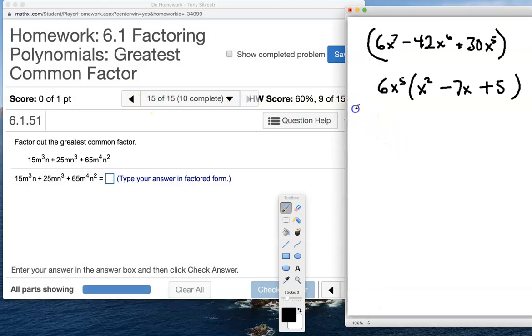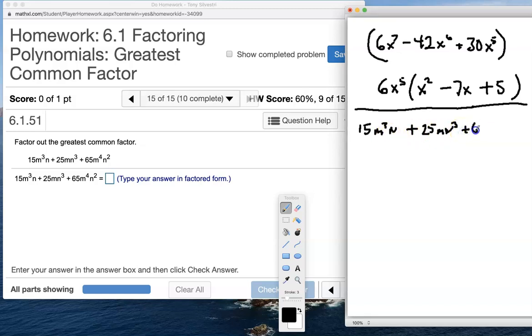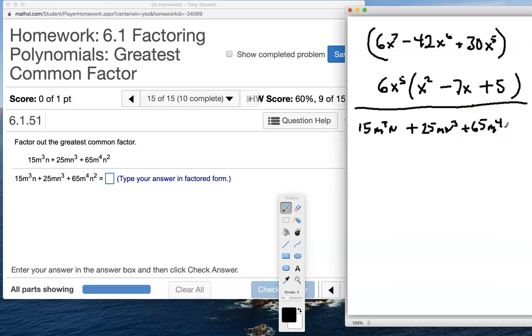And the mother of all problems, usually the last one is the hardest one. Oh my God, look at that mess. Let's come over here. Separate, separate, separate, separate that. Ooh, it's hard to write. 15m cubed n plus 25mn cubed. So basically m and n. Plus 65m to the 4th n squared. Okay.